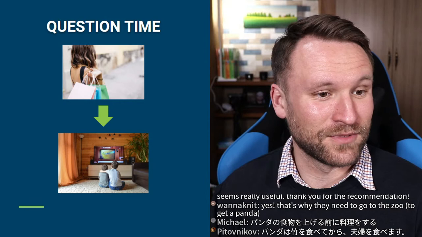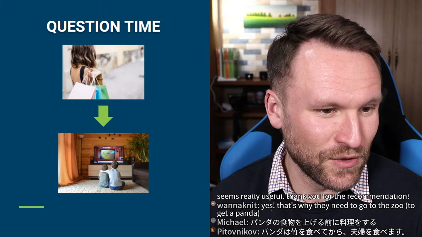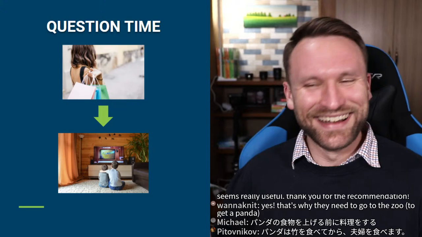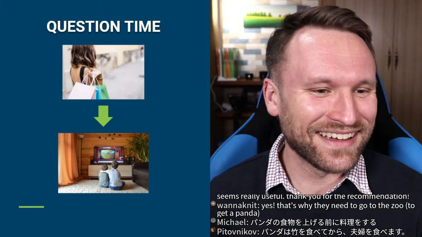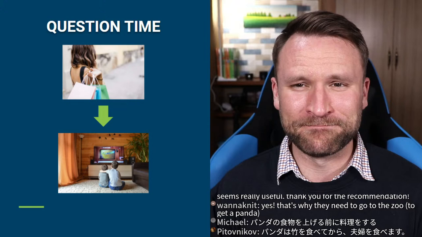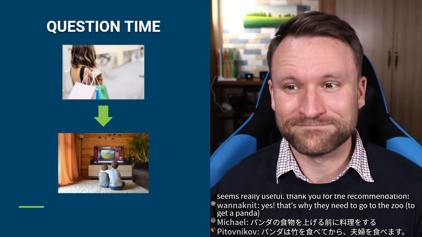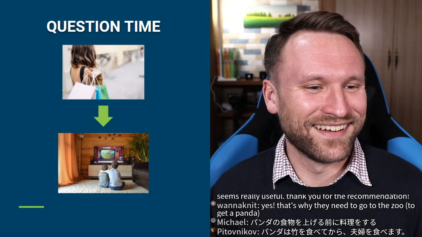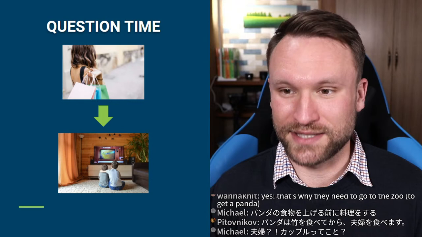Panda wa take wo tabete kara fufu wo tabemasu. Oi! I feel like that's a different direction. But okay. There's a lot of strange eating going on tonight, ladies and gentlemen. Lots of strange things being eaten. Fufu and pandas. Things you're not supposed to eat. All right. So this is a little bit easier. Fufu, kappuru ってこと? Yes. Well, married couple. Fufu is married couple.